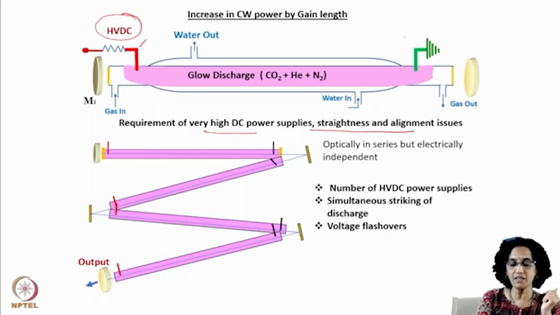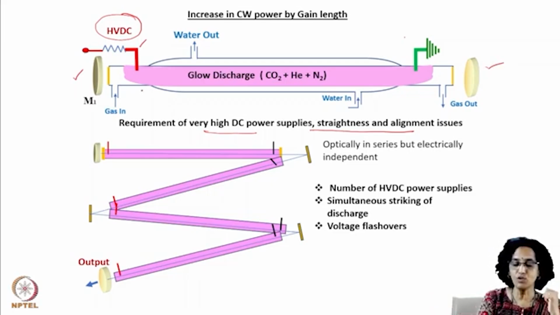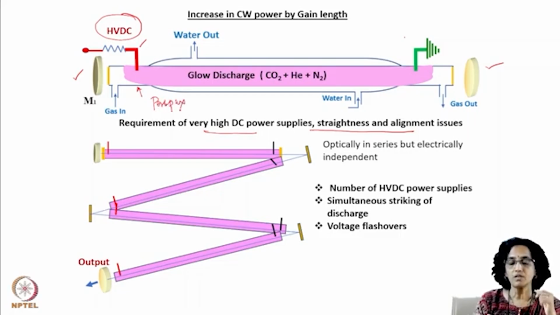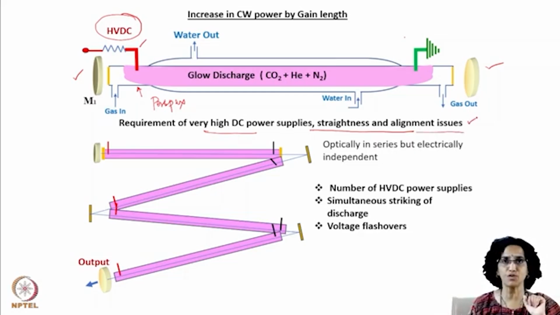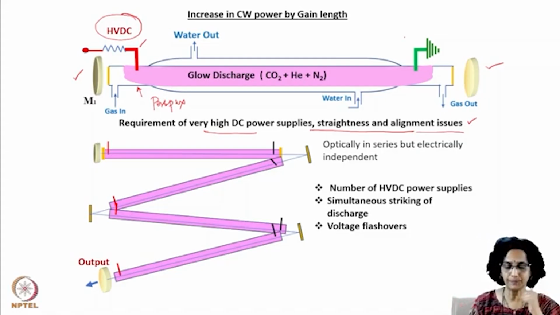Another limiting factor is alignment of the mirrors. You see, the two mirrors have to be aligned, and this tube, which normally is a perspex or a quartz tube, so the straightness of the tube becomes very, very important, and therefore this gives rise to alignment issues. So this kind of increasing the CW power by increasing the gain length simply in this manner is restricted to not more than 2 to 3 meters of cavity.